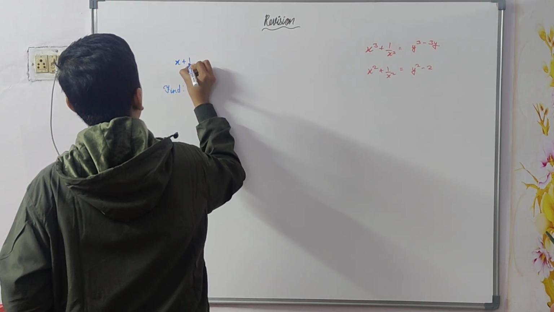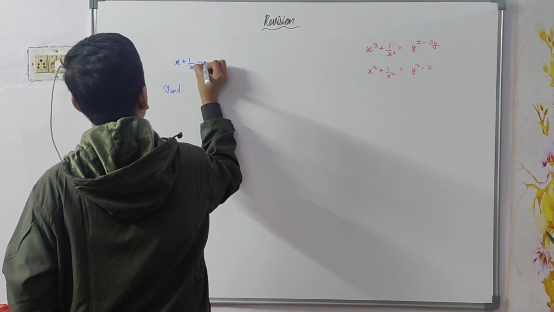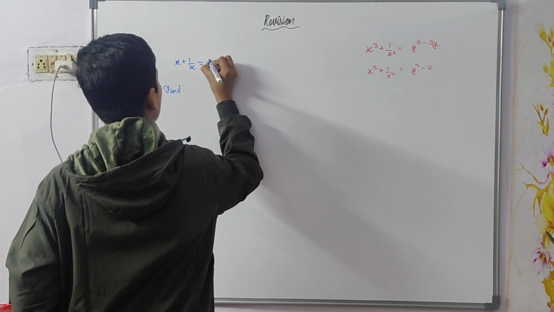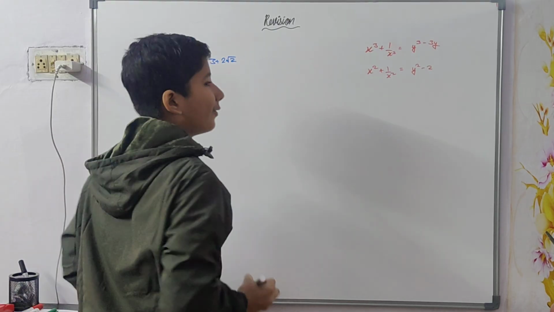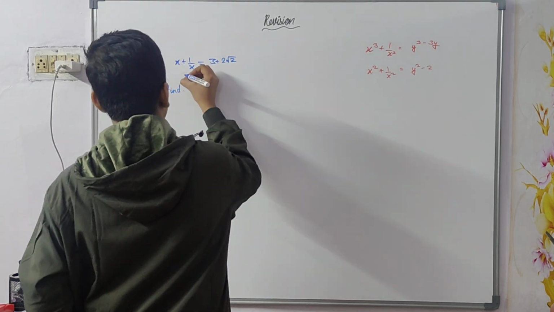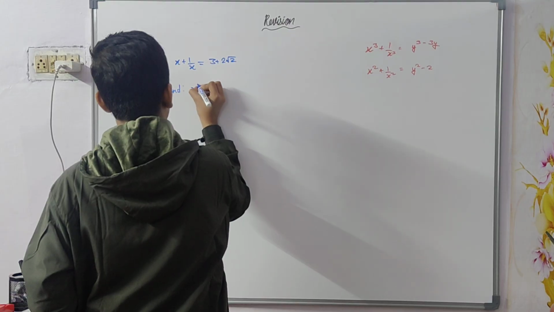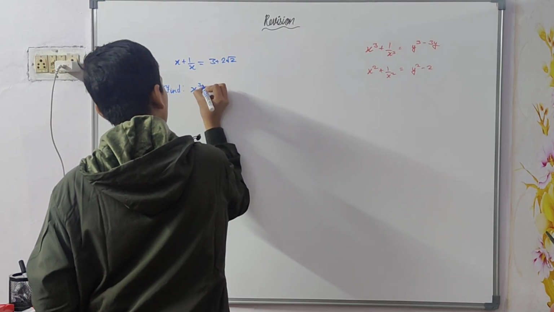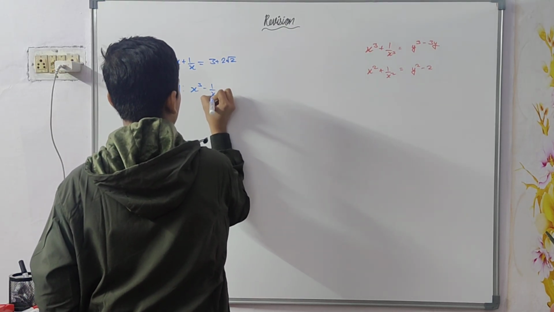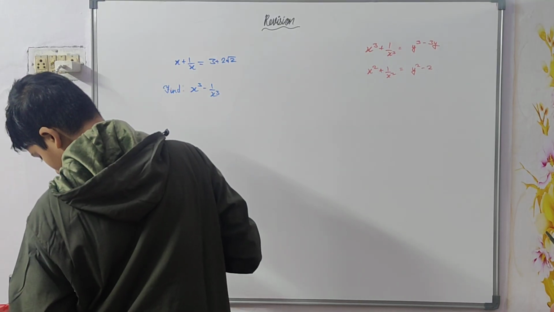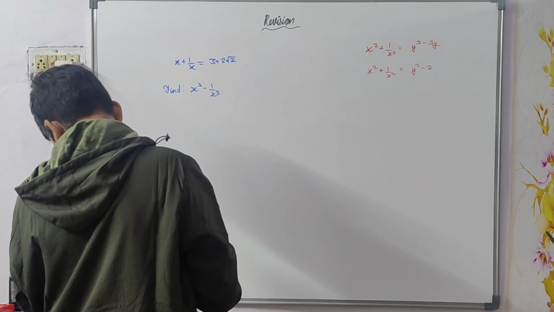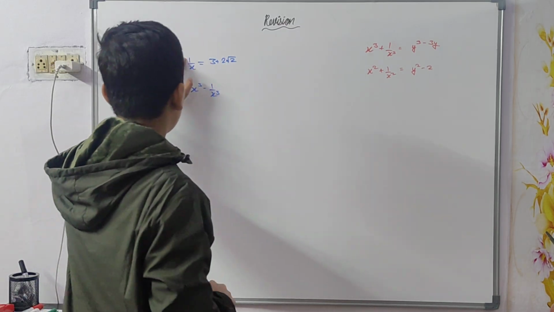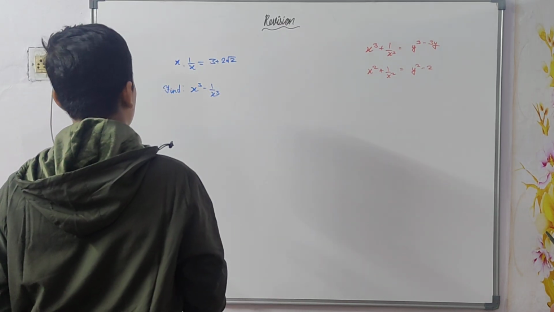x plus 1 by x, as always, is 3 plus 2 root 2. Very confusing. Find x cube minus 1 by x cube. This is x minus 1 by x.